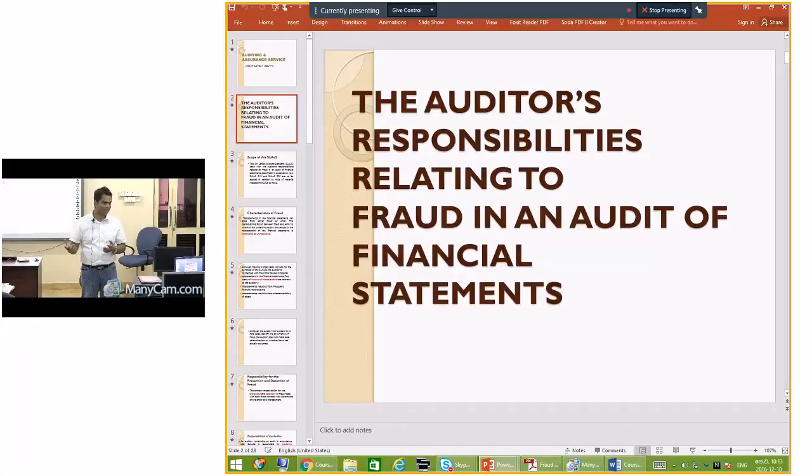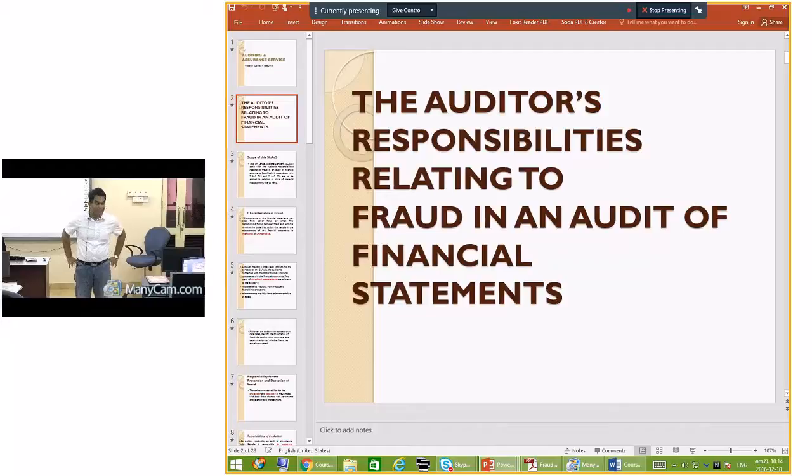If it is not material, not significant fraud, say some 20,000 of stock taken by a clerical staff employee or a warehouse employee, that is immaterial. Then no issue for the auditor. If it is a material fraud and not detected by the auditor, then your opinion will be wrong. Still, you have a safeguard. We'll discuss that part later.